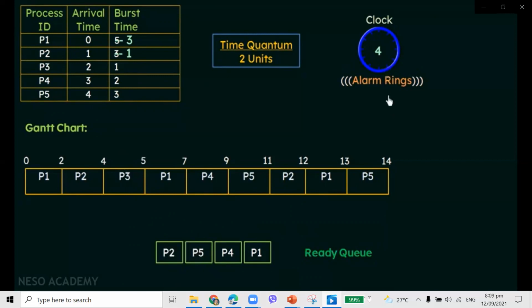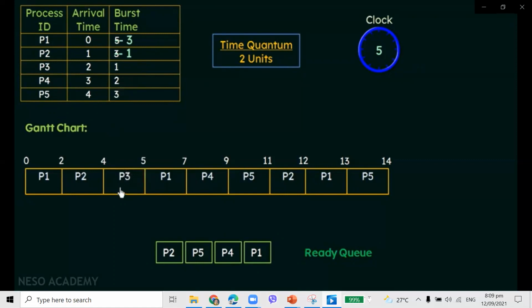Now let's see what will happen at the next unit of time, that is 5 units. So at the 5th unit of time, let's see what is happening. If you look at the Gantt chart, P3 was the process that was executing. Now P3 got the CPU at 4 units, at the previous unit. And what is the burst time of P3? The burst time of P3 is only 1 unit of time. So it does not have to use for the total 2 units, that is the time quantum, but it only has to use for 1 unit of time.